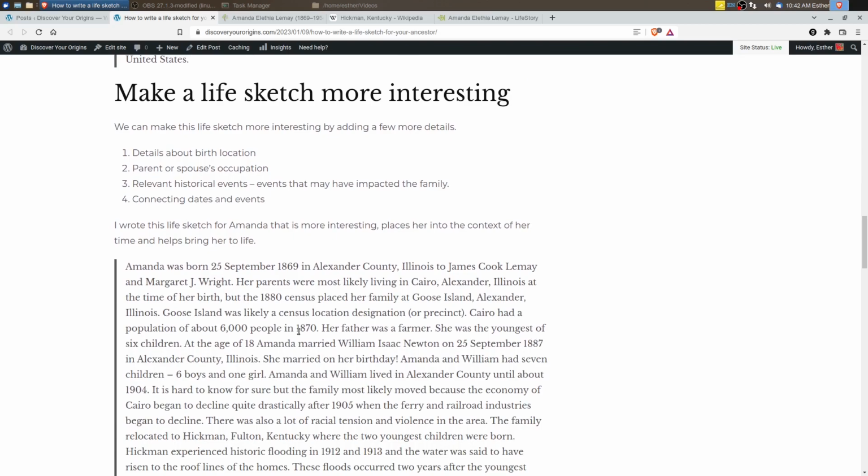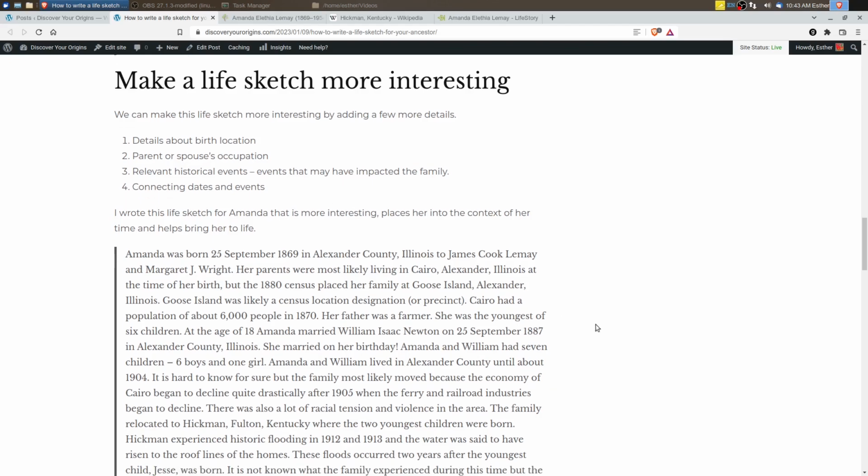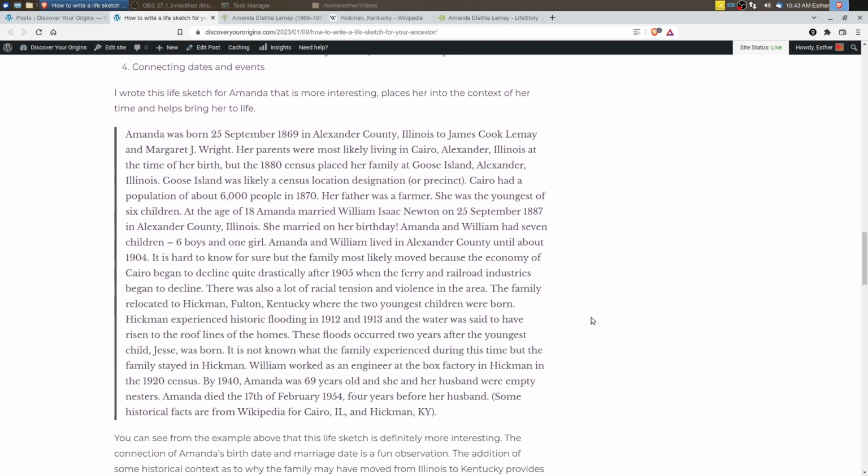But I like to include some additional facts about a person. So details about the birth location, occupations, relevant historical events that may have impacted the family, because there's a lot of things that have happened in the world during the times that you're looking at. You don't necessarily want to include those unless they had direct impact on the family. And you want to connect dates and events if they're interesting. So I wrote this life sketch, and I'm going to read it because I think it's a lot more interesting.